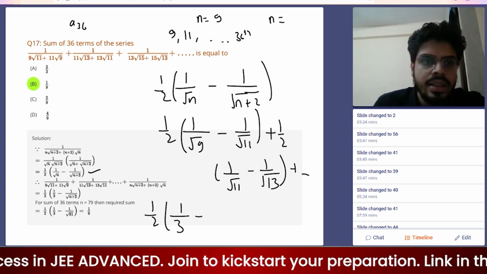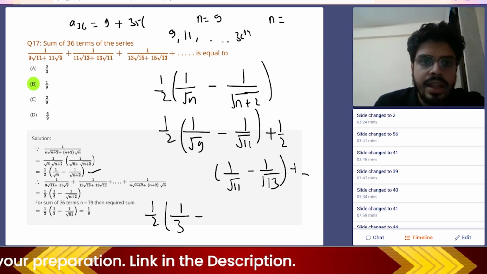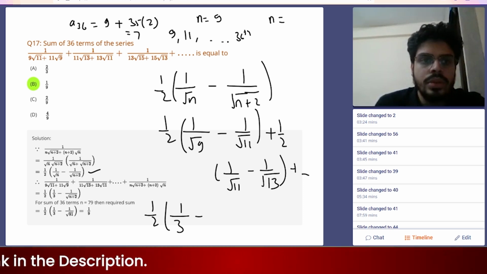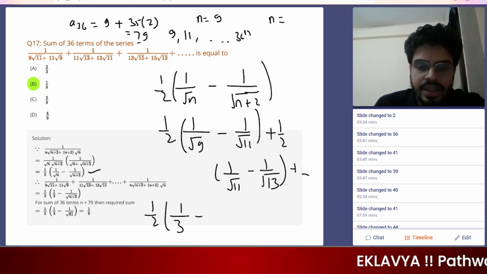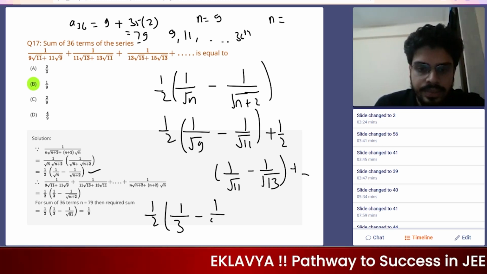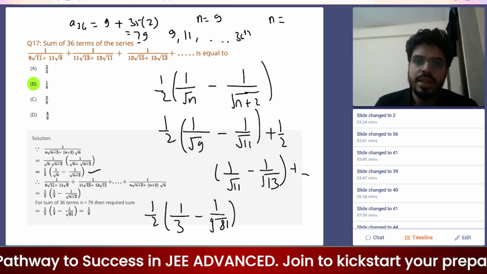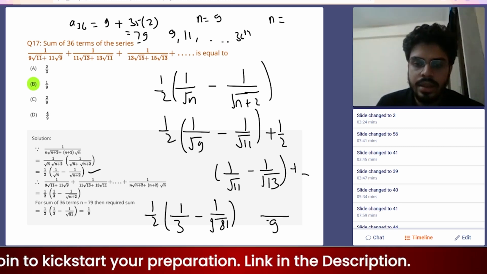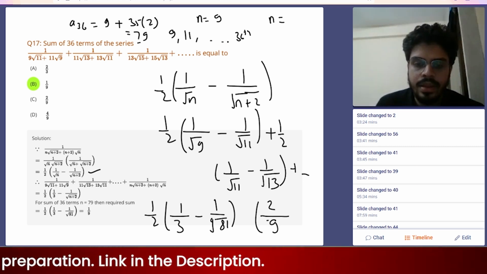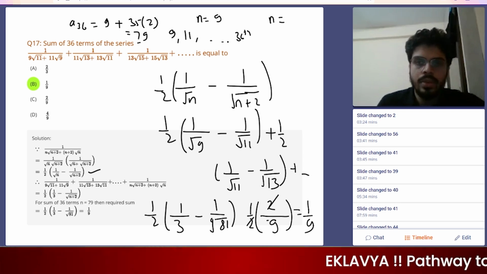So A36 will be A1, that is 9, plus (n minus 1), 35, into 2. So that will come out to be 79. So we can write here 79 plus 2, that is 81. So root 81 will be 9, and 1 by 3 minus 1 by 9 will be 2 by 9. 1 by 2 into that, so the answer will be 1 by 9.